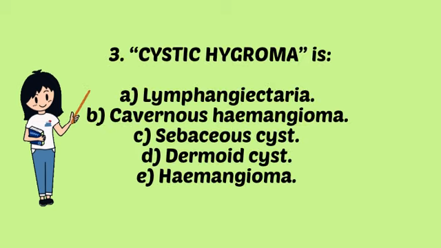3. Cystic hygroma is A. Lymphangiectasia. B. Cavernous hemangioma. C. Sebaceous cyst. D. Dermoid cyst. E. Hemangioma. Option A is correct.